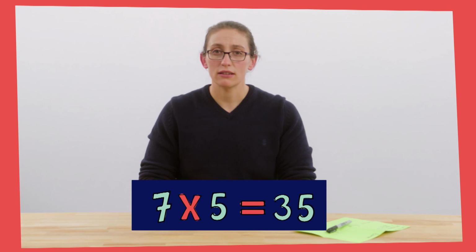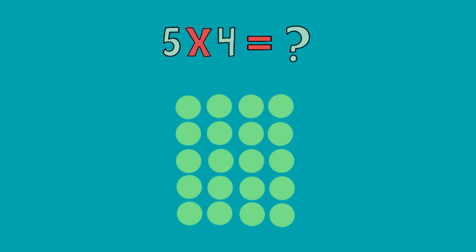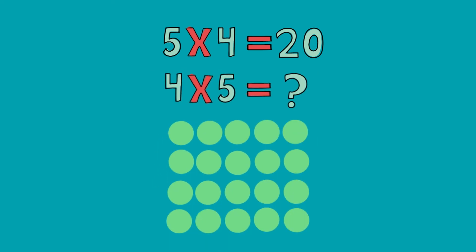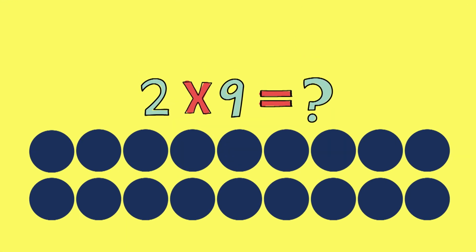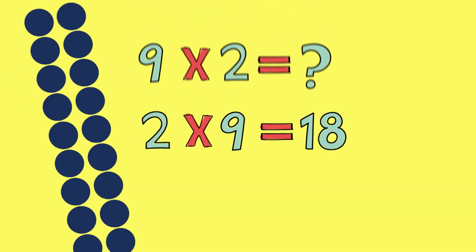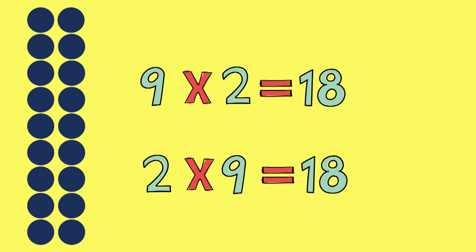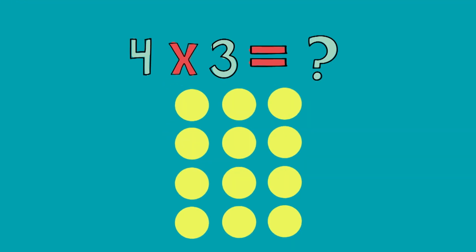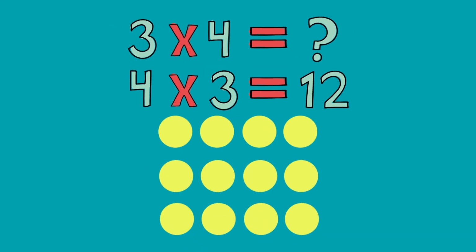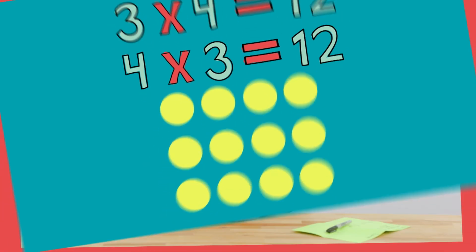So let's do some practice. 5 times 4 equals exactly 20. So 4 times 5 equals 20. What about 2 times 9? Exactly, that equals 18. So 9 times 2 equals 18. 4 times 3, say it with me, 12. So 3 times 4, also 12.